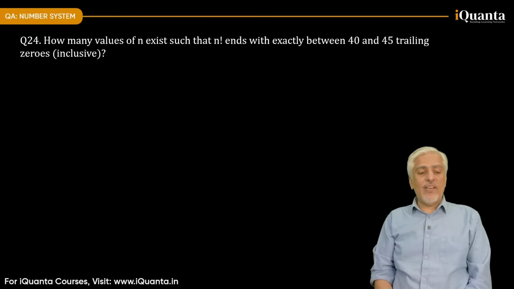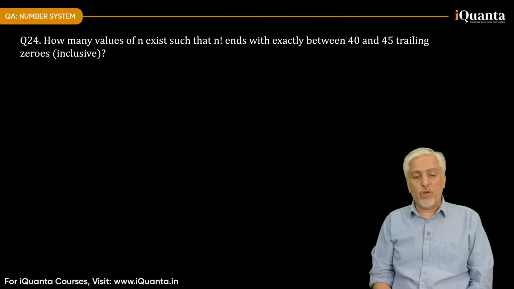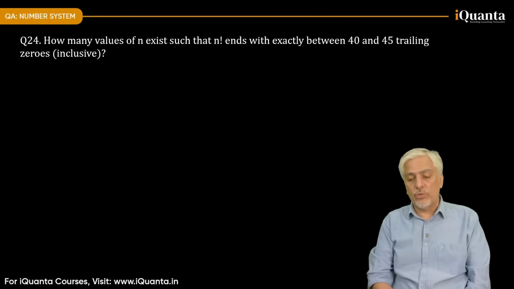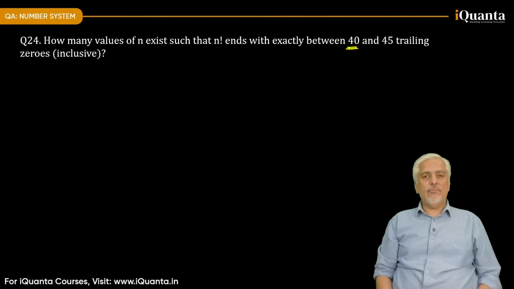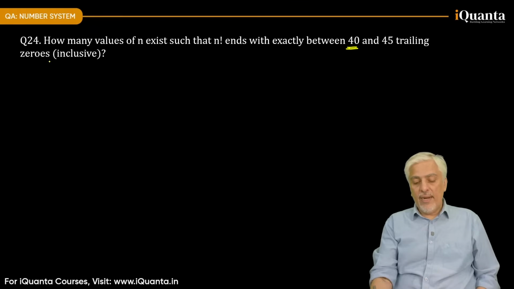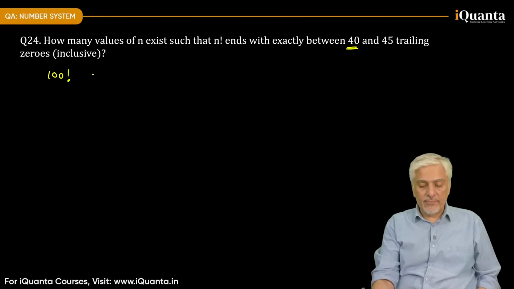How many values of n exist such that n factorial ends with exactly between 40 and 45 zeros included both? So start with 40 zeros. When do we get 40 zeros? Think a little bit. 100 factorial has 24 zeros. ये याद होना चाहिए था.